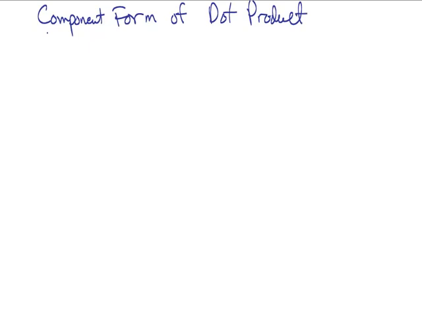I tell you what would be nice is if we had a component form of dot product. And that's what we're going to develop right now. This is developed in your text as well, but I think it's worth going through. I'm just going to do it in the two-dimensional case.